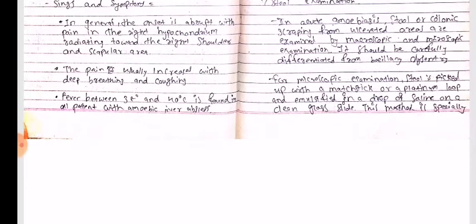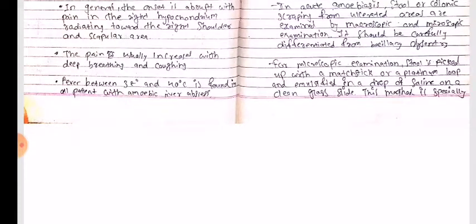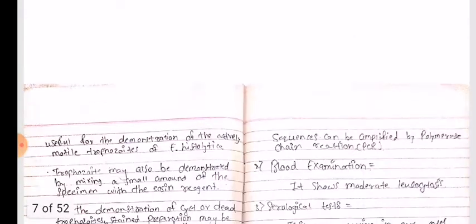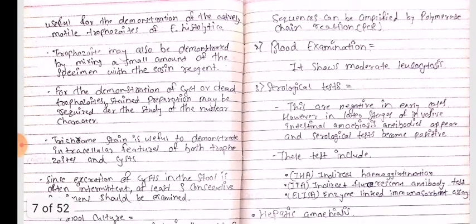For microscopic examination, stool is picked up with a matchstick or a platinum loop and emulsified in a drop of saline on a clean glass slide. This method is especially useful for demonstration of the actively motile trophozoites of Entamoeba histolytica. Trophozoites may also be demonstrated by mixing a small amount of the specimen with the eosin reagent.